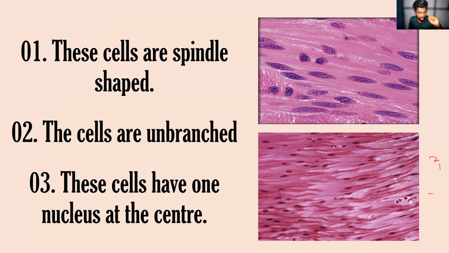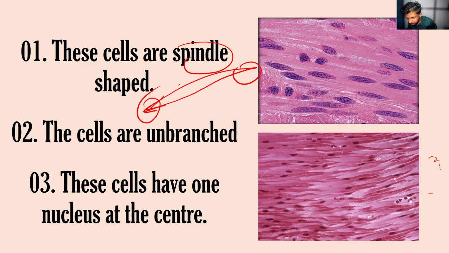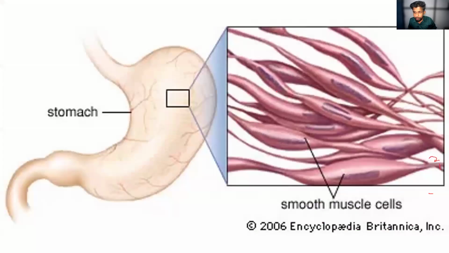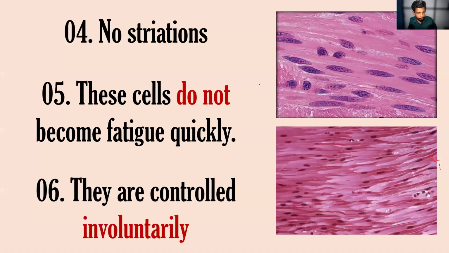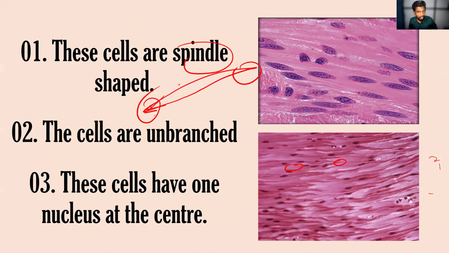First one, the shape. You can see that below. The smooth muscle cells are spindle shaped. Spindle shape means, look at the picture, both of the ends will be sharp. This is called spindle shape. Can you see that one? So this shape is called spindle shape. Second one, cells are unbranched.